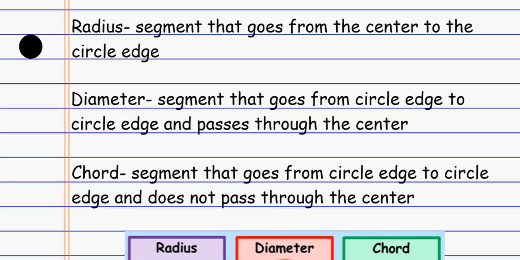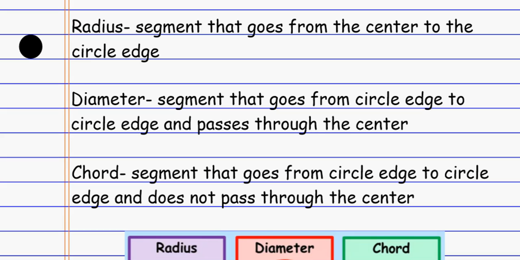The diameter is a segment that goes from a circle edge to another circle edge, but passes through the center. The diameter is basically like a radius, but instead of going to the center, it goes the whole way across, okay? So really important, it goes from the outside edge to the outside edge, so it connects two edges of the circle, but it passes through the center for that diameter, okay?